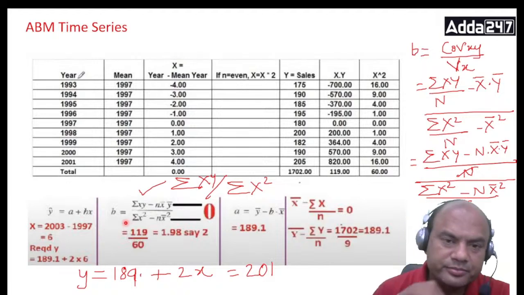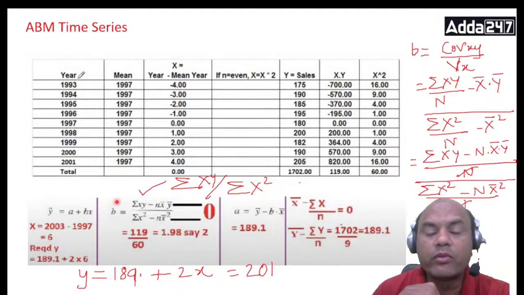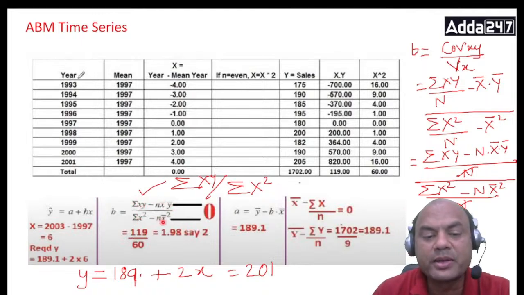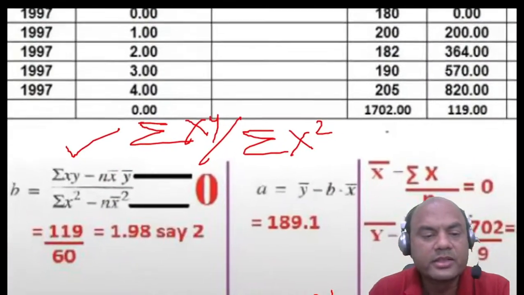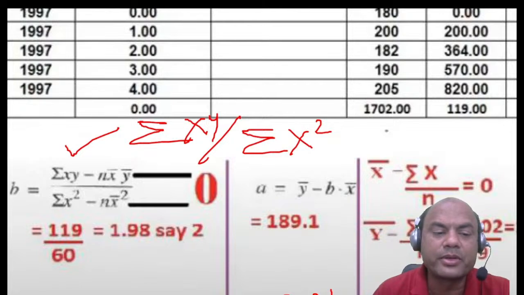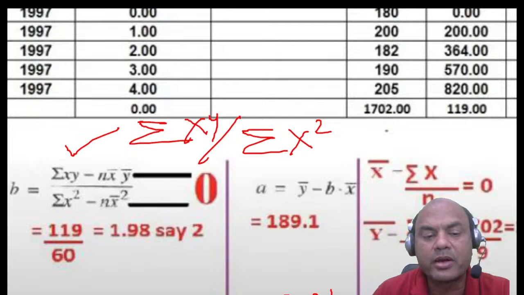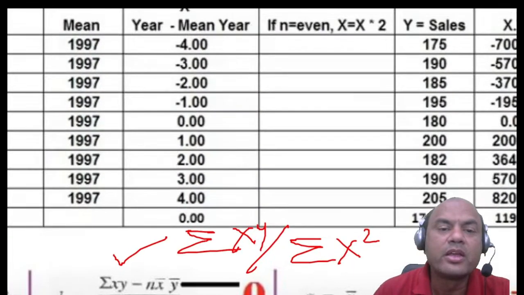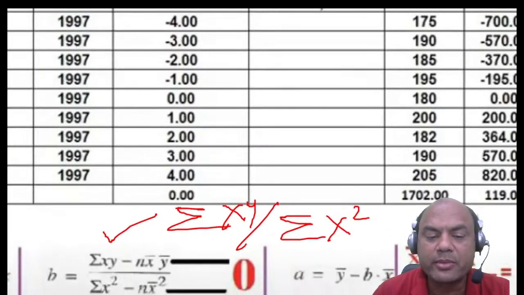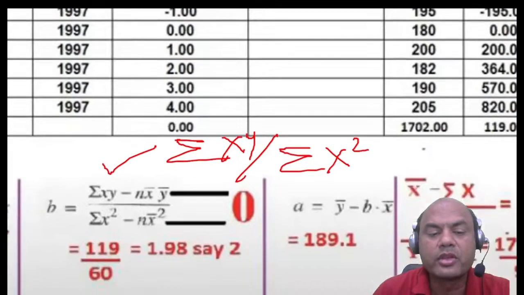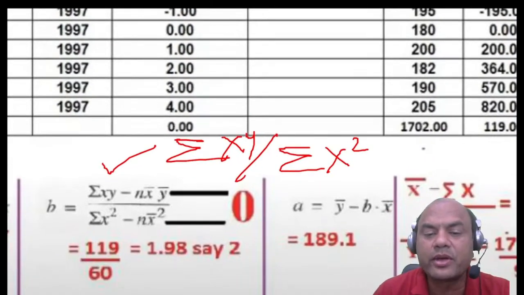First find out b. What is the formula for b? What did I give you as the formula? Summation xy upon summation x square. This becomes 0. Why? See this. I'll expand this. The b formula is summation xy upon summation x square. Why? Because actually the formula is n x bar y bar upon this, but x bar is 0 because your total of x is 0. So what is x bar? X bar means average. So this average also becomes 0. So now your answer is simply summation xy upon summation x square.